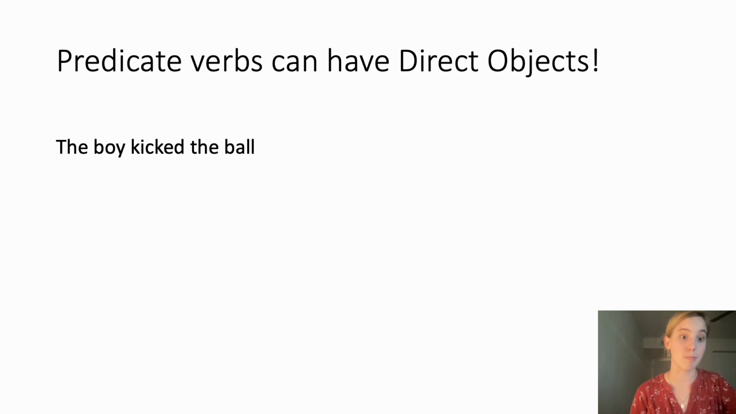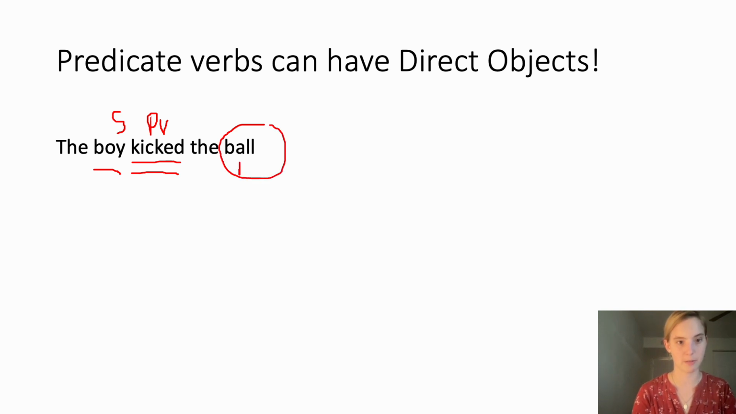So in the sentence, the boy kicked the ball, the subject of the sentence is boy, so we underline it once, and we've drawn an S above it. What did the boy do? He kicked. This is a predicate verb because it is an action verb, so we write PV over kicked. And now we get to ask the question, what did the boy kick? Well, he kicked the ball, so we draw a circle and we write DO.